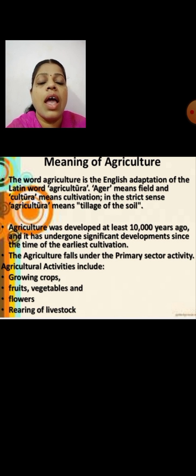The word agriculture is the English adaptation of the Latin word agricultura. Ager means field and cultura means cultivation. In the strict sense, agricultura means tillage of the soil. And agriculture was developed at least 10,000 years ago.